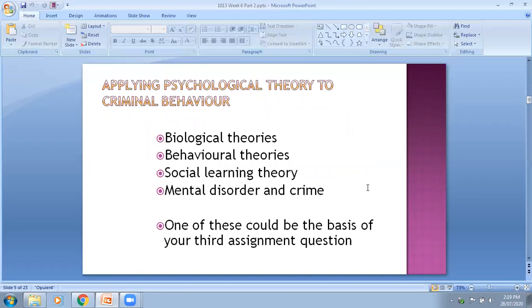Okay, applying. So these are the 4 that we're going to look at today. You will need to know these for the exam, know basically a bit about them all. And on your third assignment, which is another short answer, one of these could be the basis for your third assignment question.